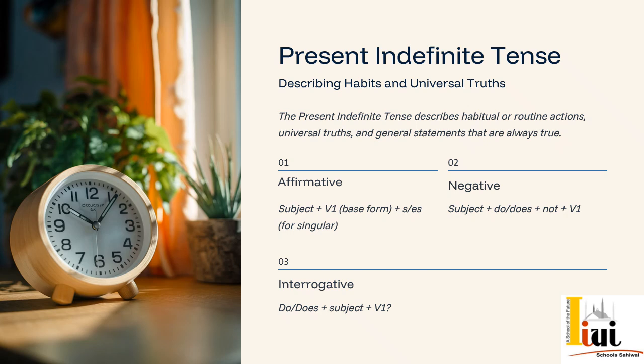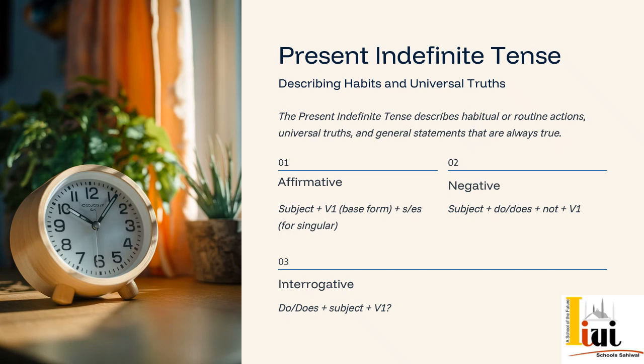Now I'm going to explain to you the rule of adding s or es in present tense. In simple present tense, we add s or es to the verb when the subject is she, he, it, or a singular noun. For example, he walks, she talks, she watches, she goes. All these are examples of simple present indefinite tense.